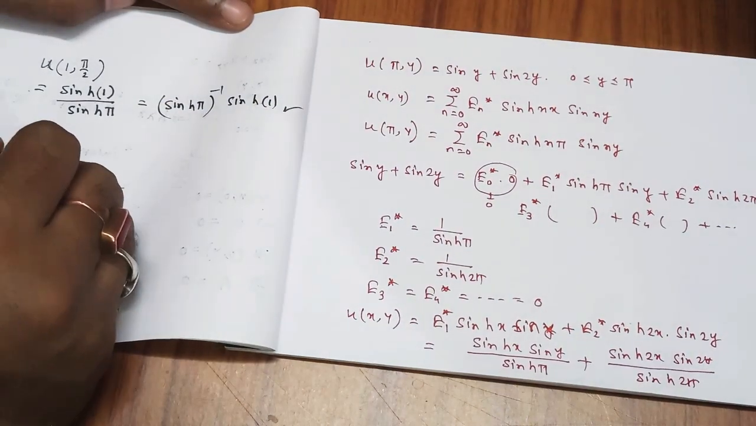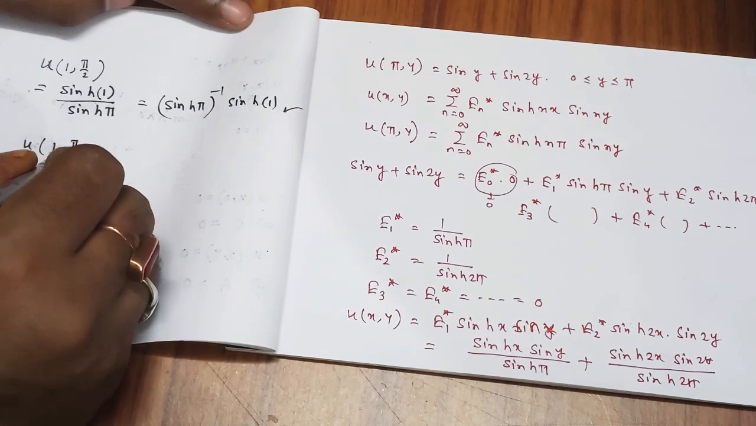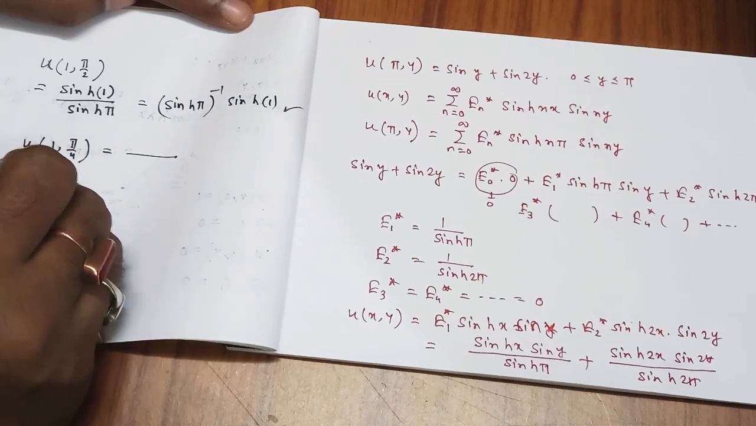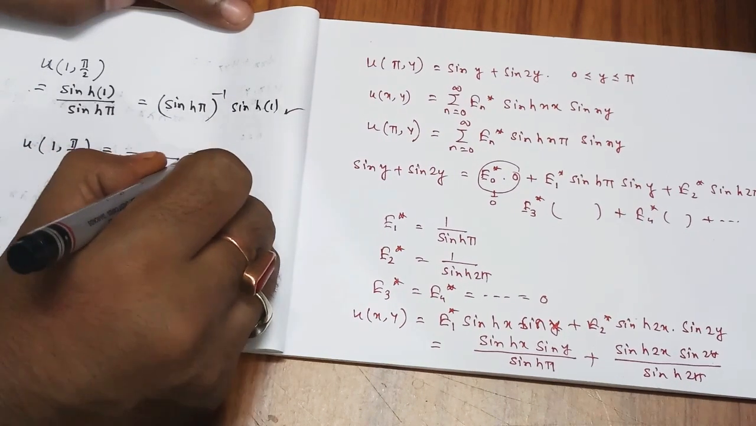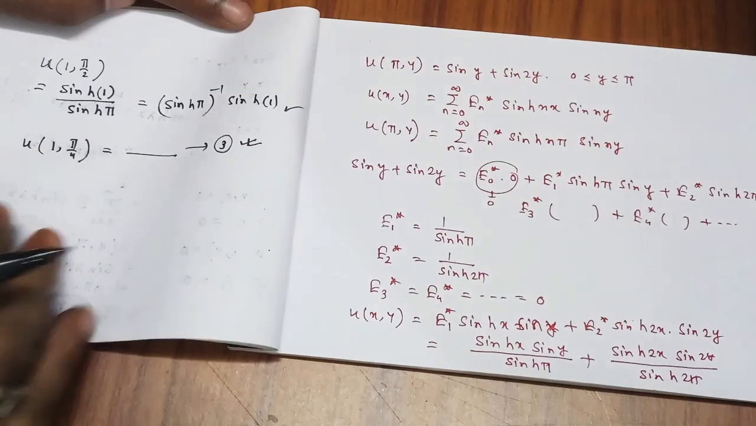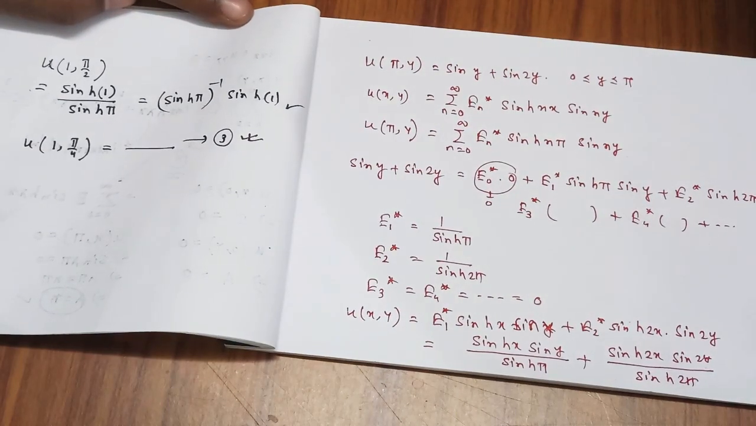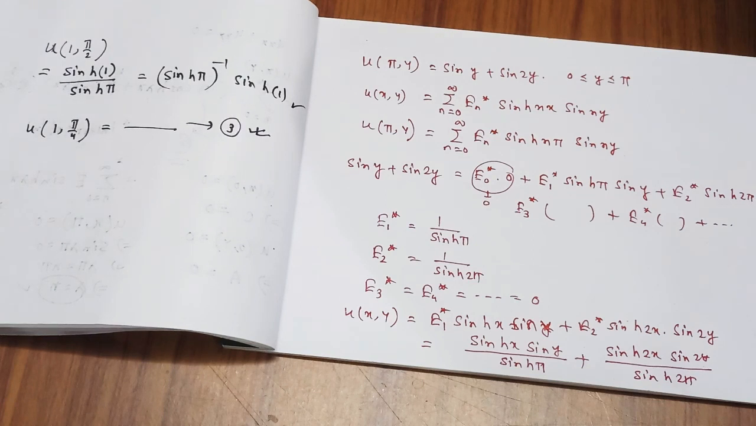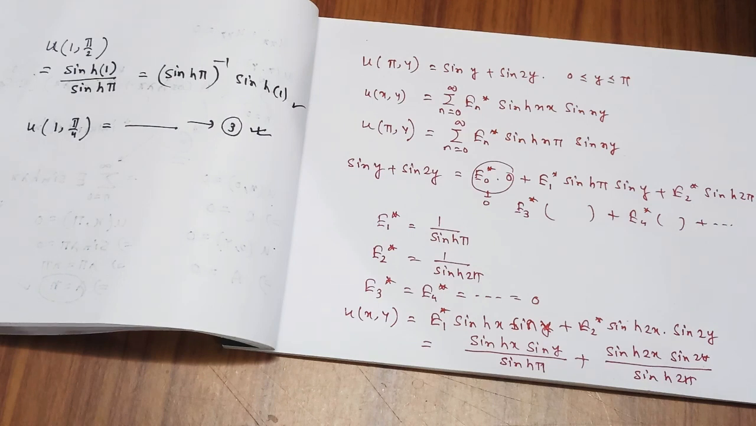And similarly, just check it out and you will find that for your third option, u(1, pi/4), this will give the third option as another correct option. So finally you are getting option 1 and option 3 as the correct options. Fine. I think you got the flavor of the superposition principle and how to use it to solve such problems. Okay, thank you.